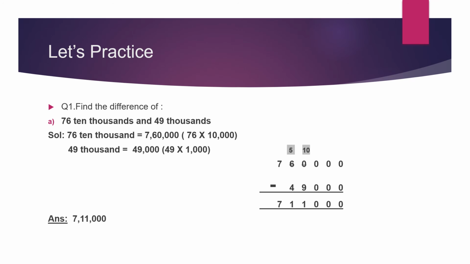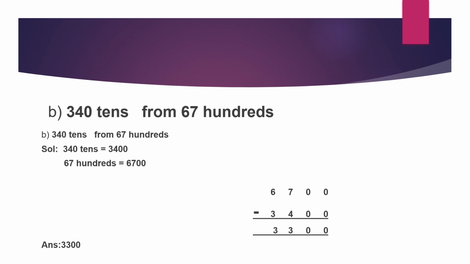Suppose we are given a question like this: find the difference of 76 ten thousands and 49 thousands. Then we can first find out what is actually 76 ten thousands. Children, it is the same as 76 times 10,000 and its value can be equal to 760,000. Similarly, 49 thousands will be the same as 49 times 1000 and its value is 49,000. Children, we can easily subtract these two numbers by arranging them properly in columns and then finding out the difference between the two. We get 711,000 as our answer.